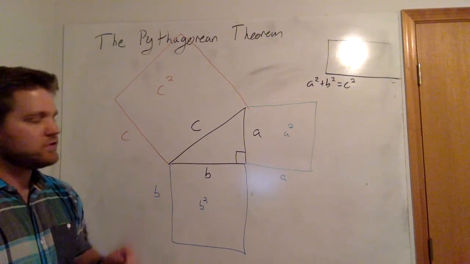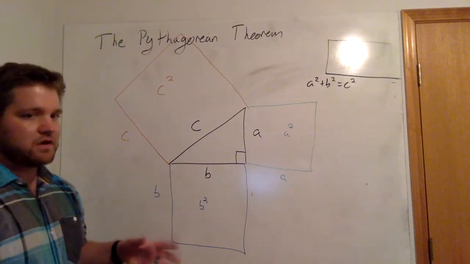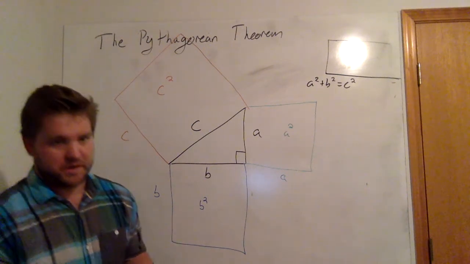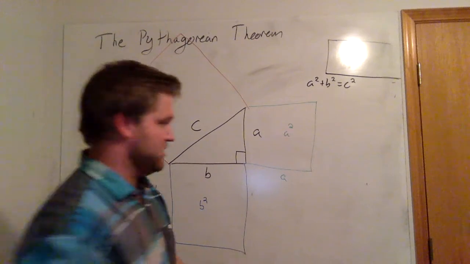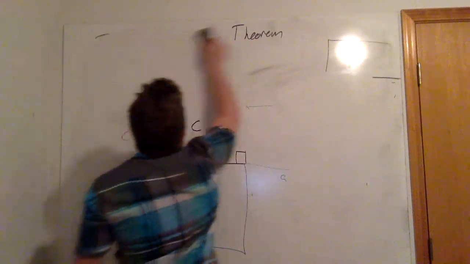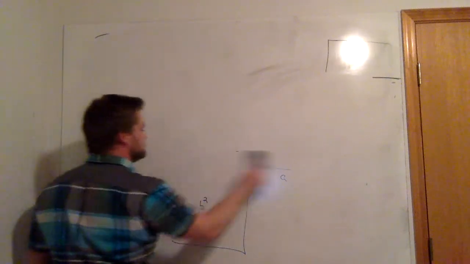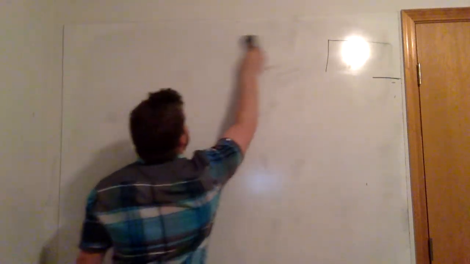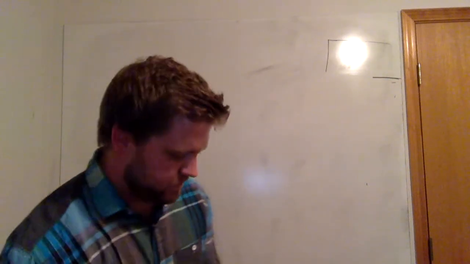I'm going to give you two different arguments. I'm going to give you an algebraic argument, and I'm going to give you a visual argument. Let's start with the algebraic argument. They both come from the same picture. So let's do it. How are we going to do this? Okay, let's give you an algebraic argument.